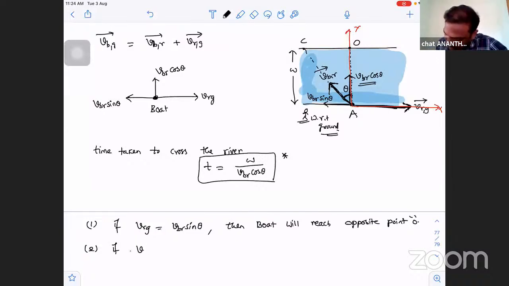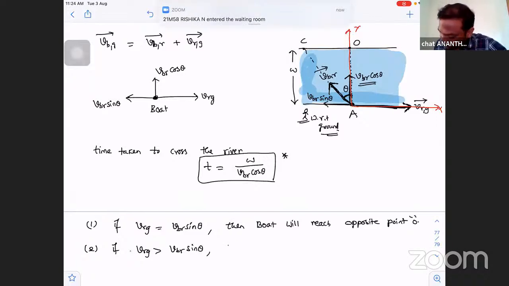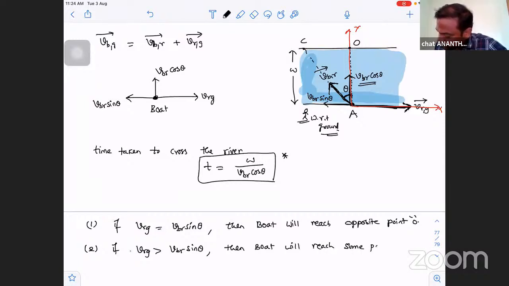Second case: if VRG is more than VBR sin theta, then the boat will reach some point on the right side of O. It will reach some point on the right side of O when VRG is more than VBR sin theta.